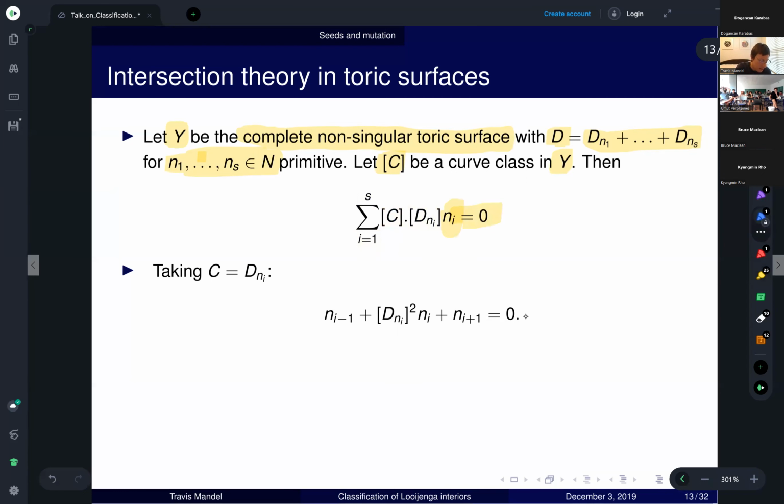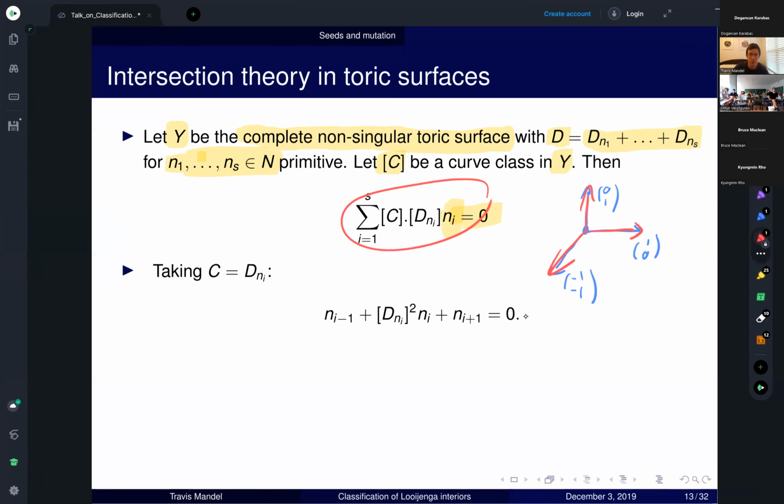So the basic example is the fan for P2 is generated by 3 vectors, or you have 3 rays generated by the vectors (1, 0), (0, 1), (-1, -1). This is kind of the standard fan for P2. And if you take any curve, if you take a degree d curve in P2, that'll hit each boundary divisor d times. So the sum would become d times this vector plus d times this vector plus d times this one, and that equals 0.